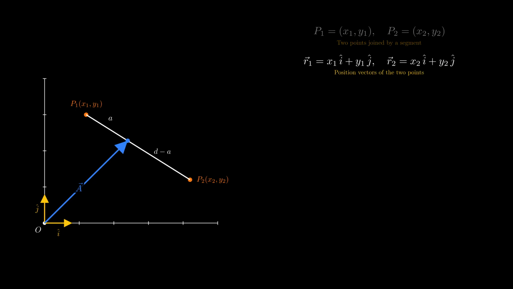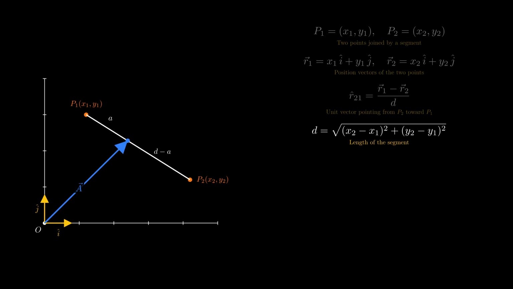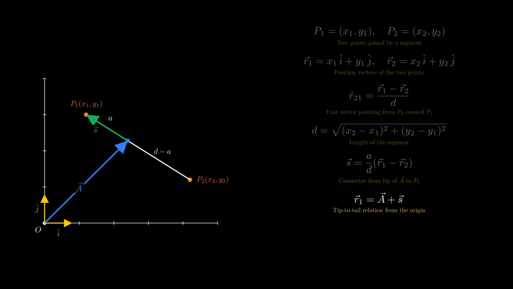Let R1 and R2 be the position vectors of the two points. The difference R1 minus R2 runs from P2 to P1, divided by its length d to get the unit vector pointing from P2 toward P1. Here d is the square root of the quantity (x2 minus x1) squared plus the quantity (y2 minus y1) squared. Now define a connector vector S from the tip of vector A to P1. It points along that unit vector and has length little a, so S equals little a over d, times (R1 minus R2). Going tip to tail from the origin, R1 equals vector A plus S.